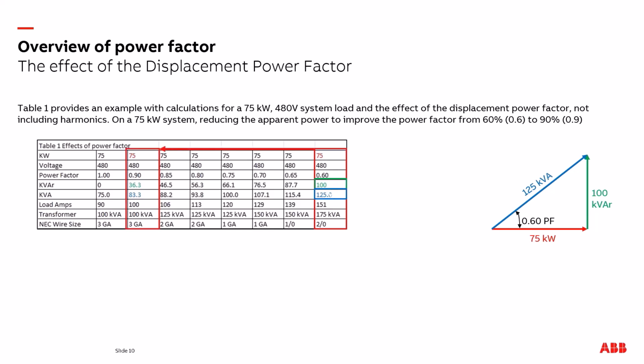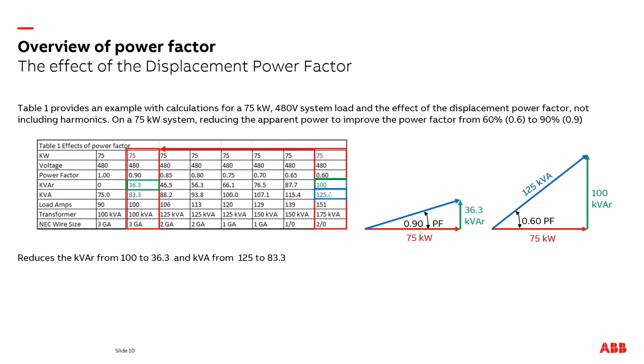If we do a correction on this from a 0.6 to a 0.9, we create a new triangle. And we'll look at our kVAR again. That's now gone from 100 kVAR down to 36.3 kVAR. And when we look at our power factor kVA, we now have 83.3 kVA. So we went from 125 kVA to 83.3 kVA.